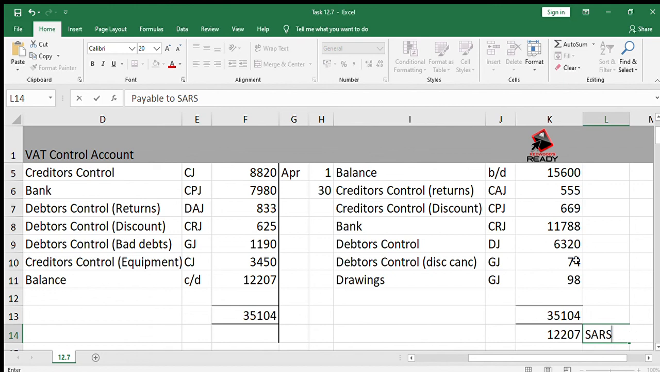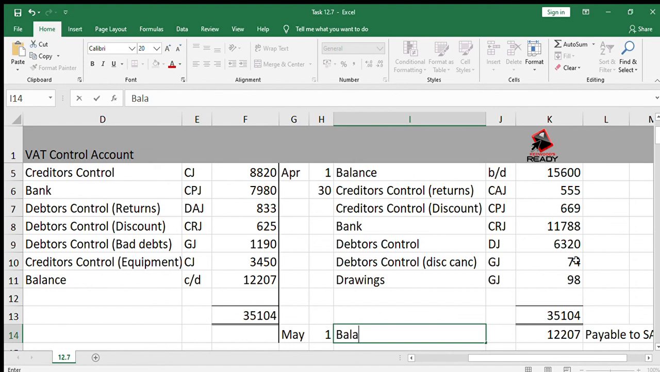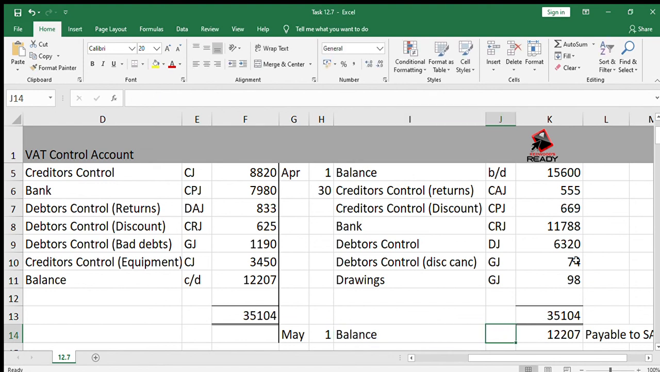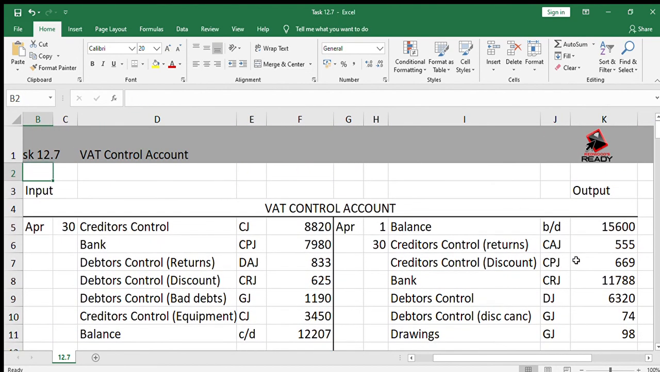Okay, and this should make sense to you because this figure is on the credit side, and if we have amounts on the credit side, then they are generally liabilities. And as I told you in the previous question, this amount will have to be paid to SARS within 7 working days, or else the business will be charged penalties and interest by SARS.